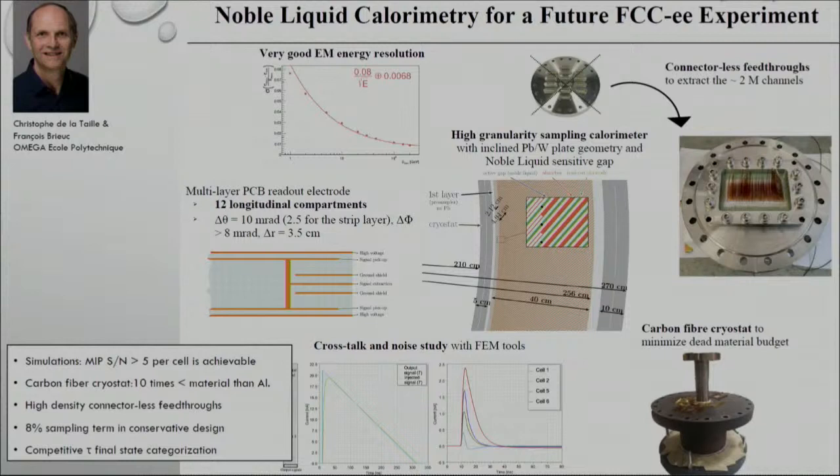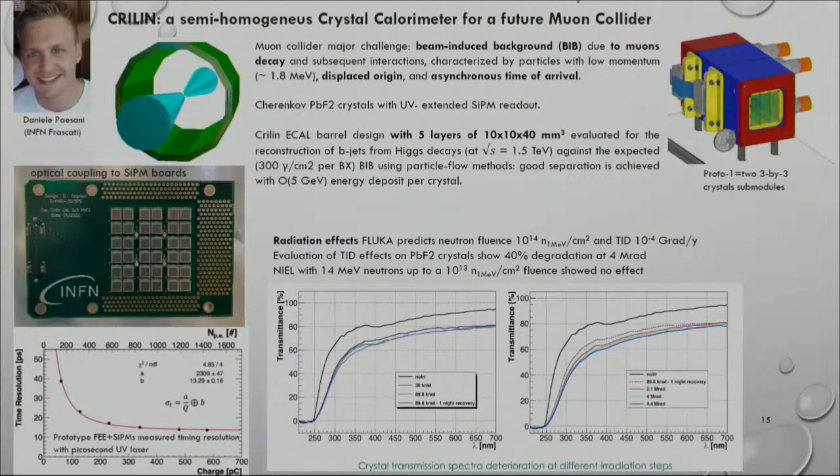And then, in relatively conservative scenarios, they can have an 8% sampling term. I think this scenario actually does not include the carbon fiber cryostat, so I guess that could be even better. And they also look at, for example, complicated tau final states.